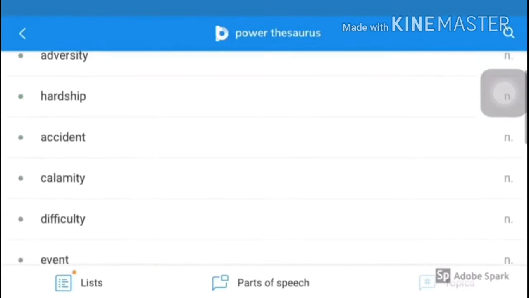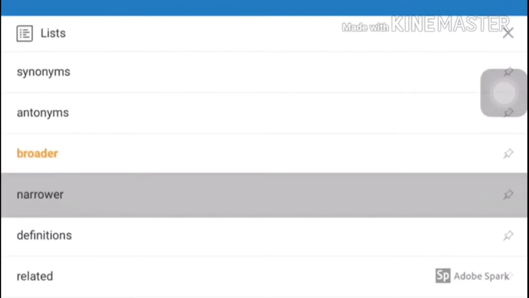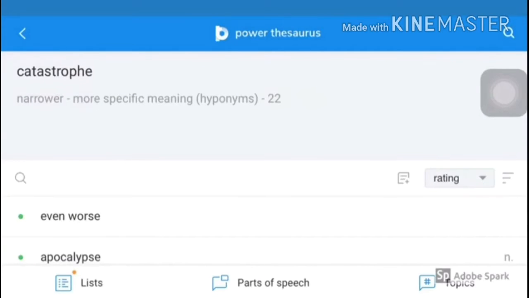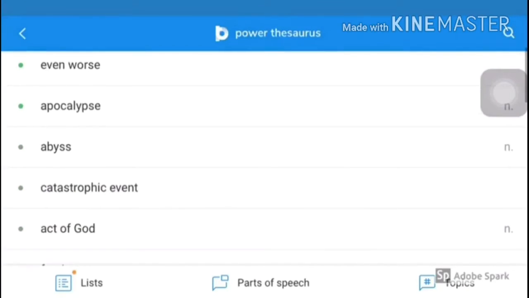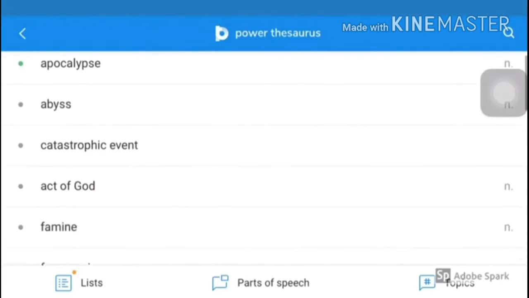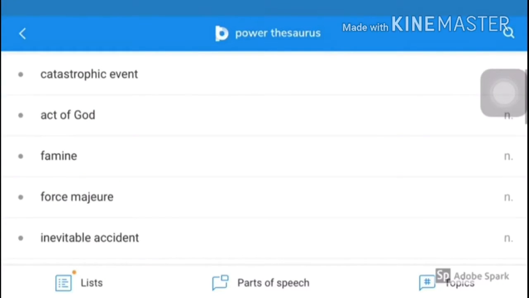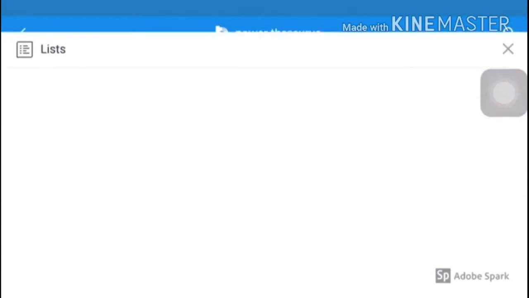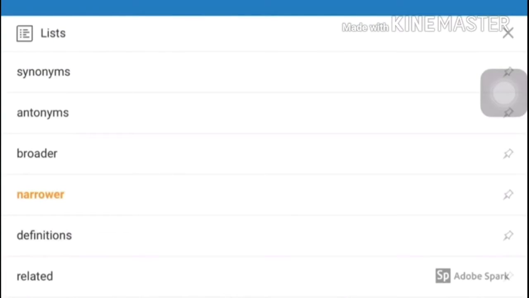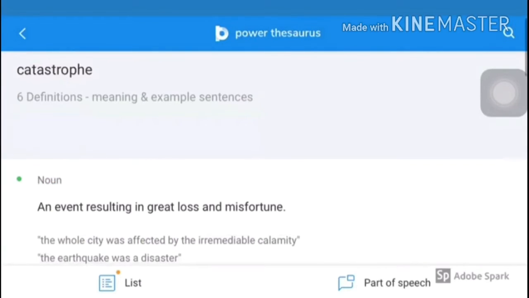Now look at the broader, less specific meaning. Now we will look at narrower, which means more specific meaning of catastrophe. It is even worse: inevitable accident, famine. Now we will see definitions, which have 6 definitions.